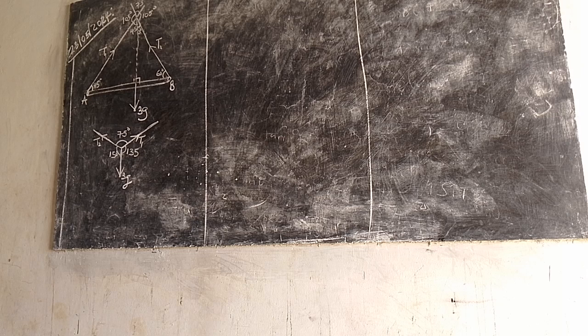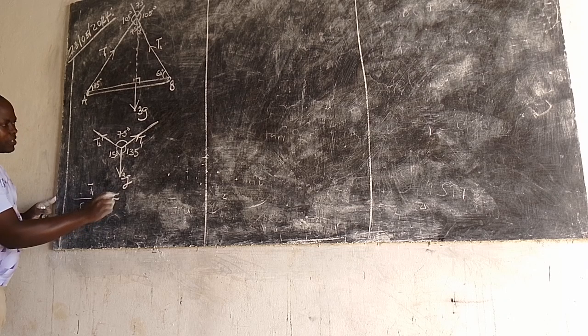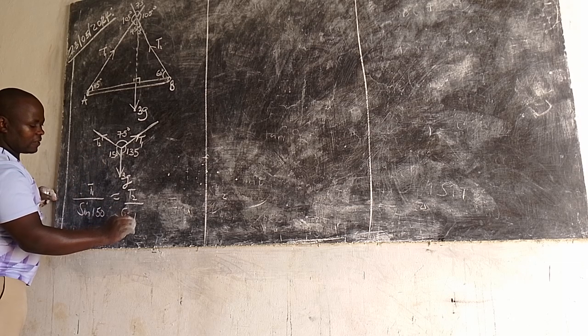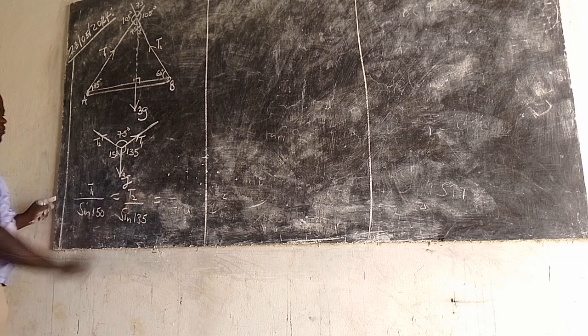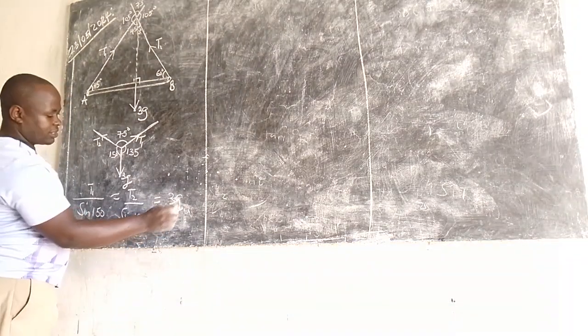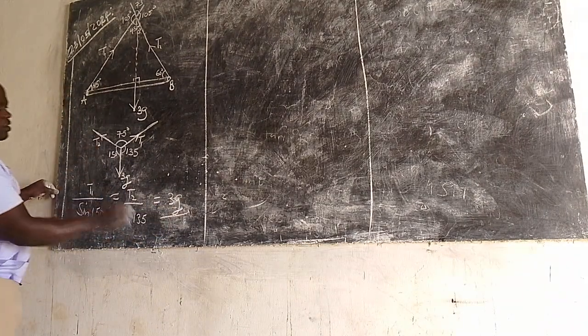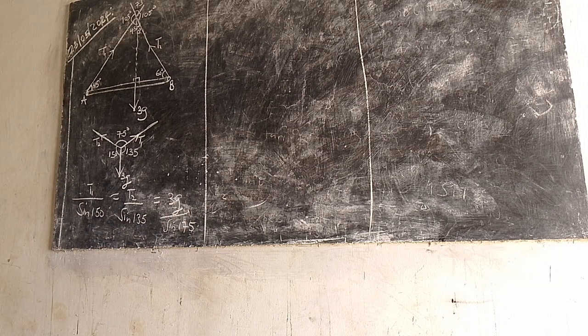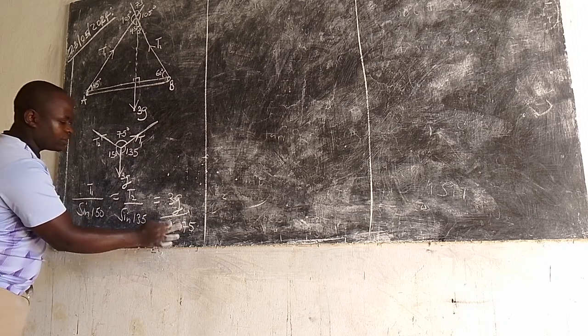You told me you are very smart when it comes to Lami's theorem. So this is T1 over the sine of the angle at the base, sine 150. This is equal to T2 over sine 135, which is equal to 3G over sine 75.